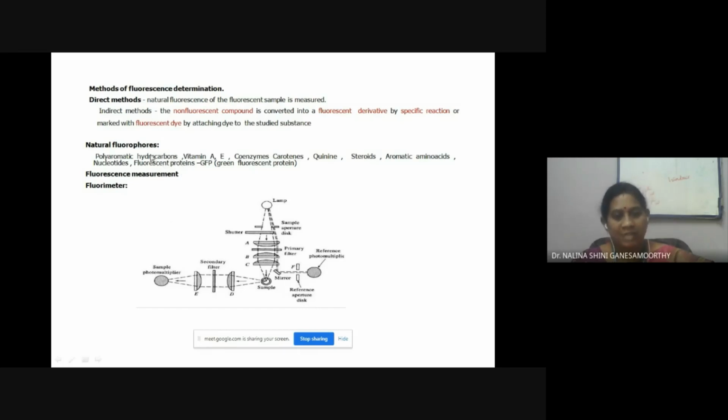What I'm trying to say is that the qualitative and the quantitative analysis of these compounds can be determined using the fluorometer. Okay, right.